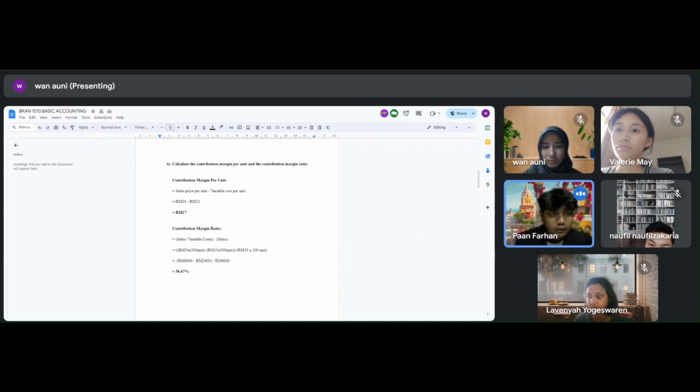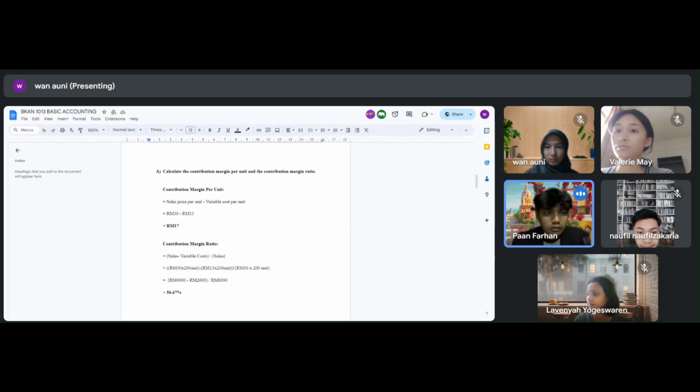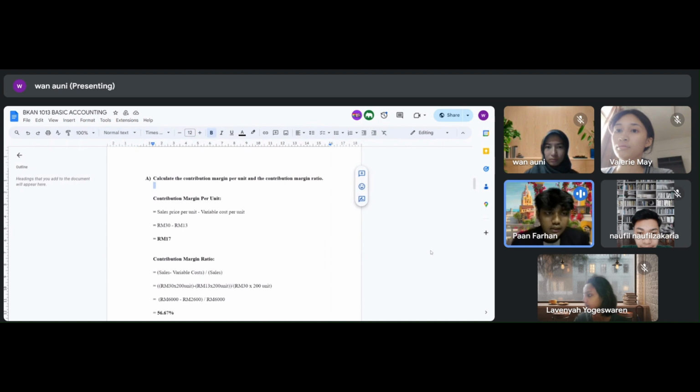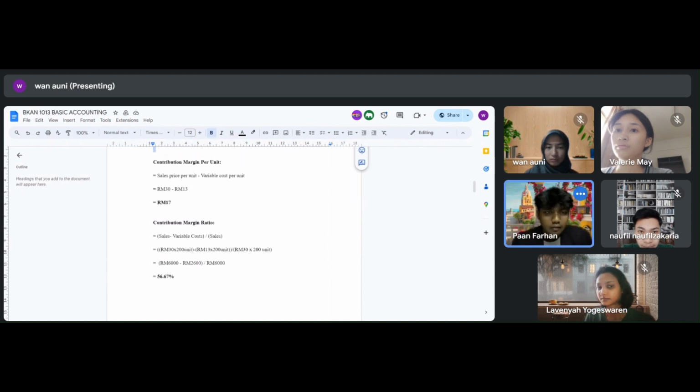The total variable cost is 13 ringgit. RM30 minus 13 ringgit is 70 ringgit. The contribution margin per unit is 70 ringgit. The contribution margin ratio is sales minus variable cost, divided by sales.